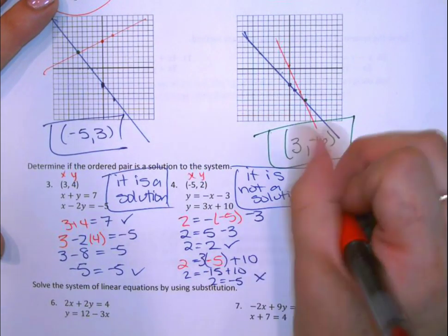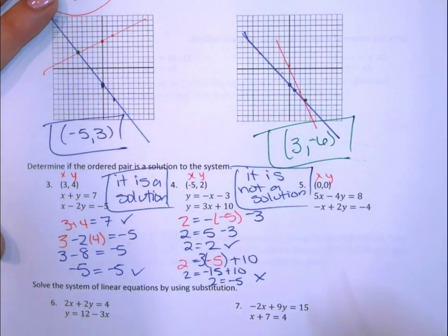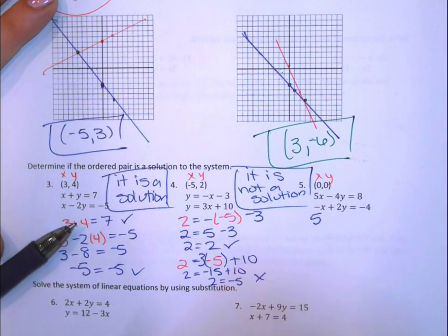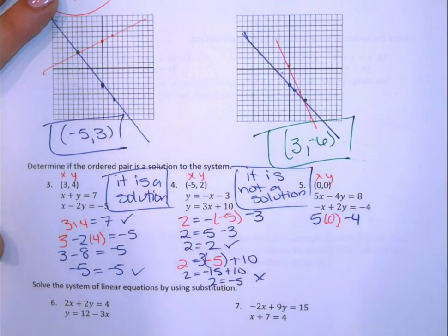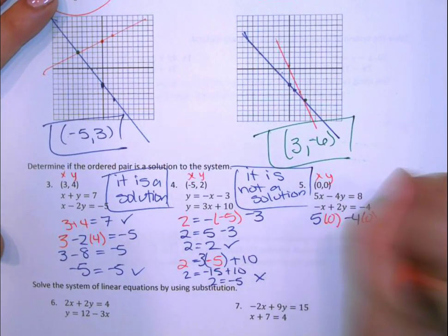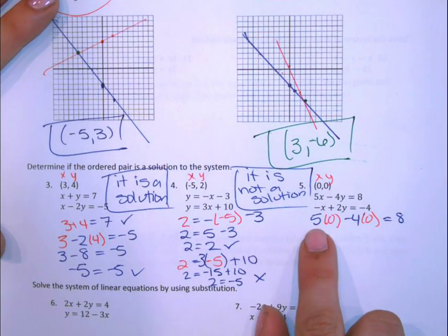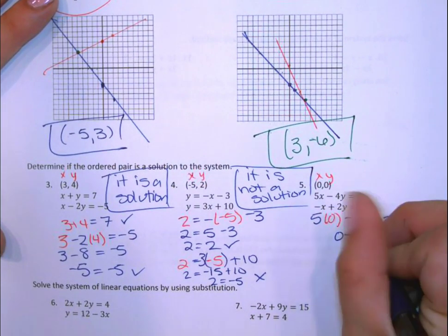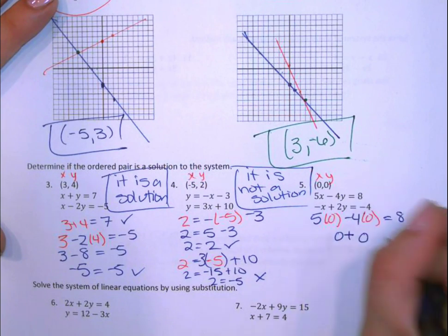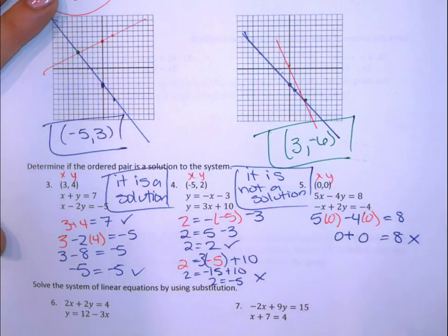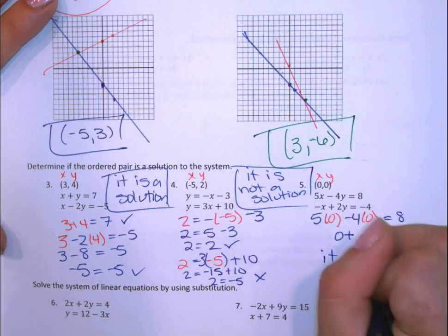This one I'm plugging in 0 for x and y. So I have 5 times 0 minus 4 times 0 equals 8. So 5 times 0 is 0. Negative 4 times 0 is 0. 0 plus 0 does not equal 8. This one is not a solution.